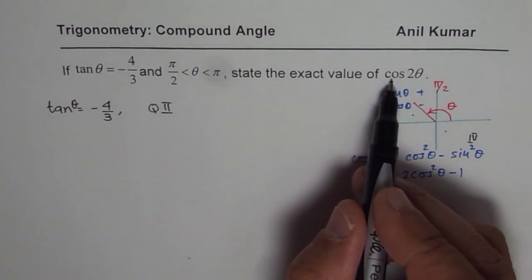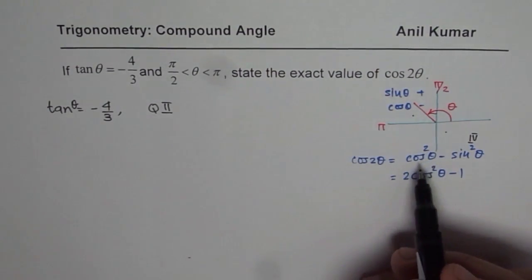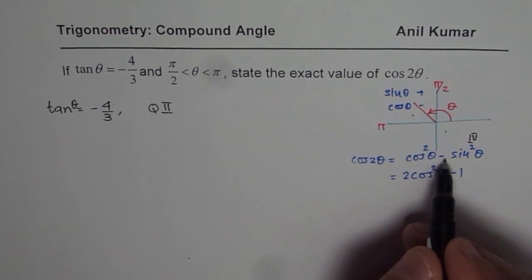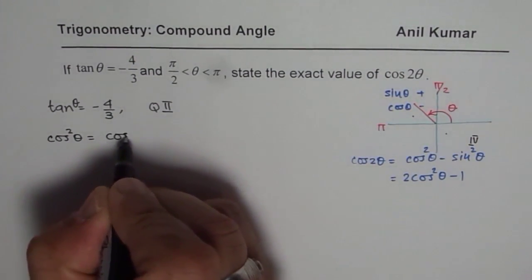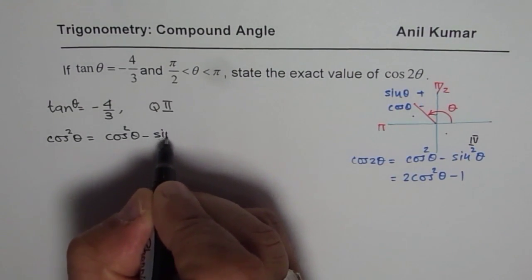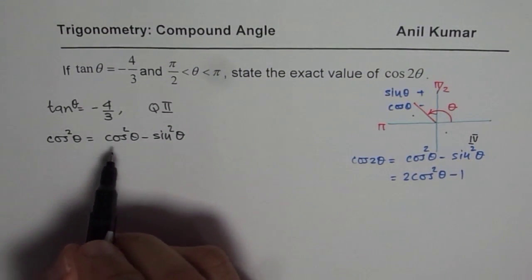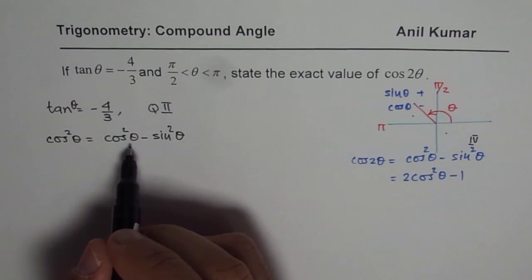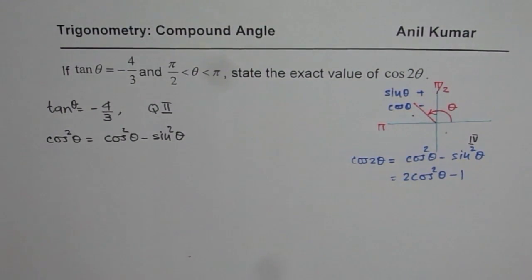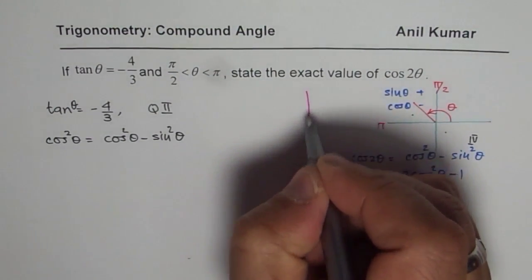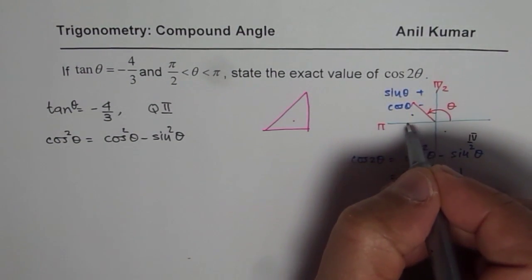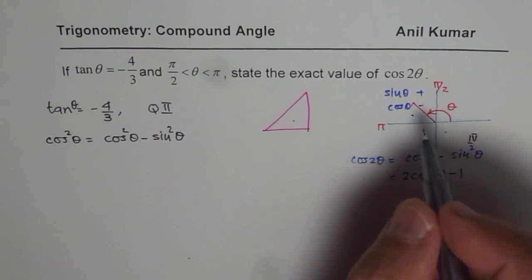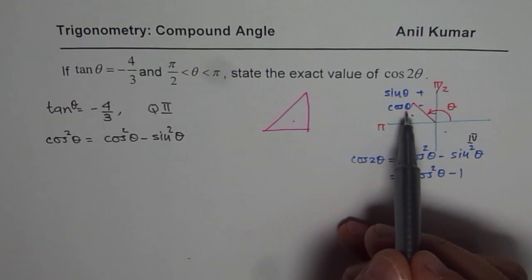Now we need to find cos 2 theta. So cos 2 theta, let us use the equation cos square theta minus sine square theta. So cos 2 theta equals cos square theta minus sine square theta. To find the value of cos theta, we need to find what the hypotenuse of this right triangle should be. So let me sketch one here. Always sketch an independent right triangle. Do not mix this with that. Sometimes when you try to sketch it here, we complicate. Let us not. We already know sine will be positive, cosine will be negative.